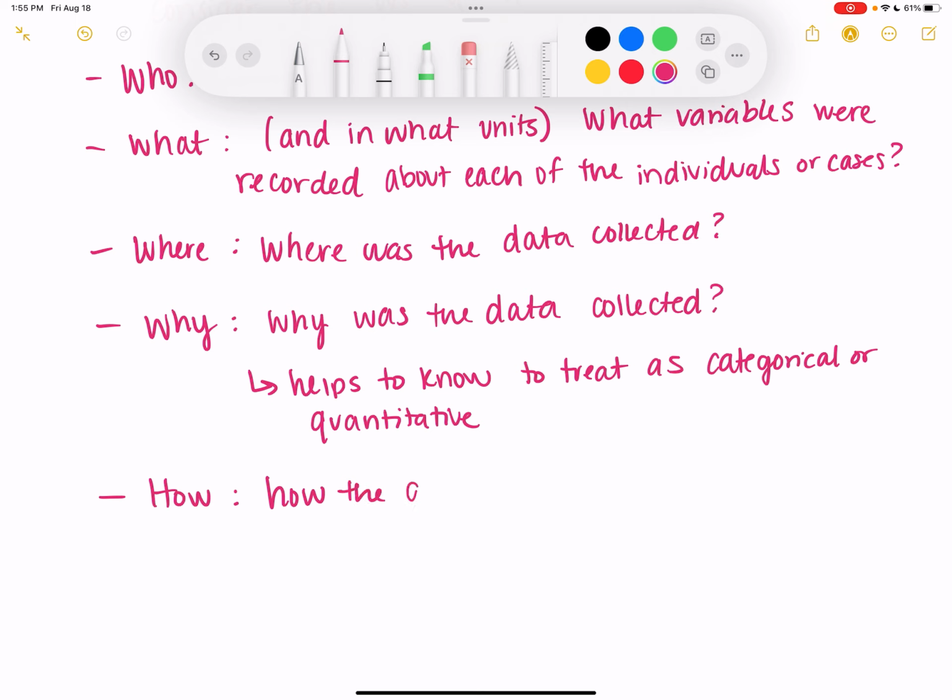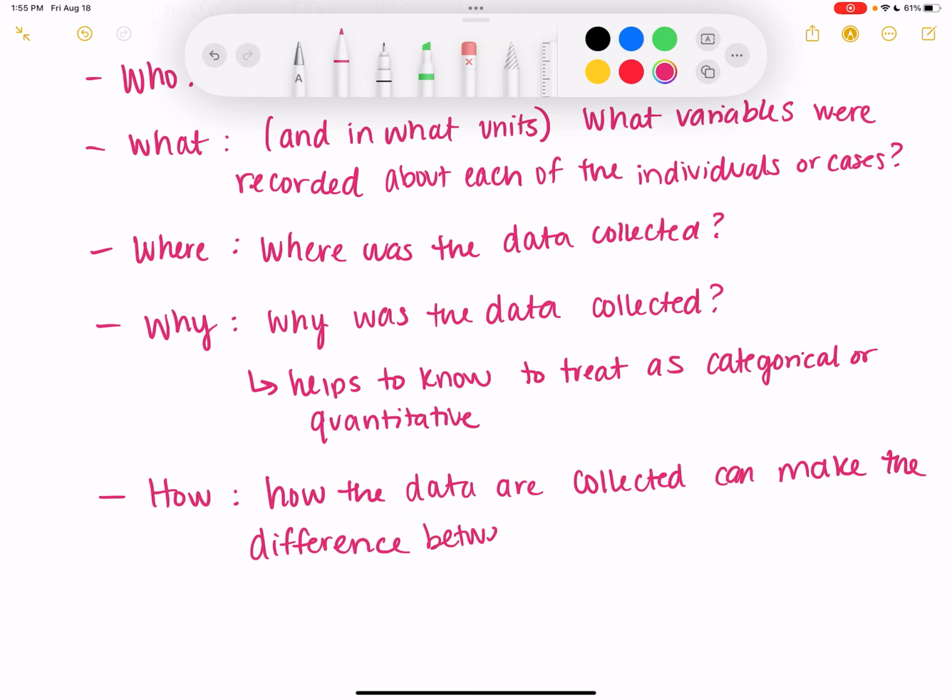how the data are collected, I want to say, can make the difference between insight and nonsense.